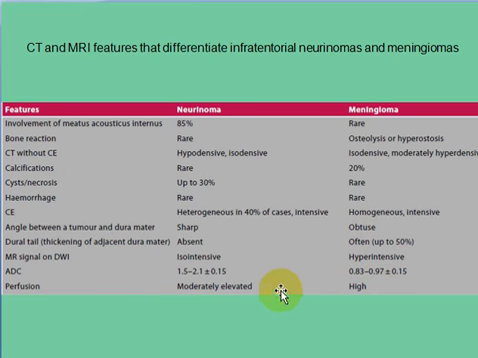With schwannoma, perfusion is moderately elevated. In 50% of cases there is a dural tail, and usually it is absent in schwannoma. And here it is a rounded or sharp angle between the mass and the surrounding tissue, and here it is an obtuse angle.